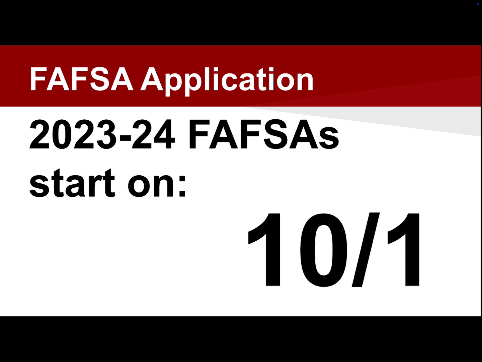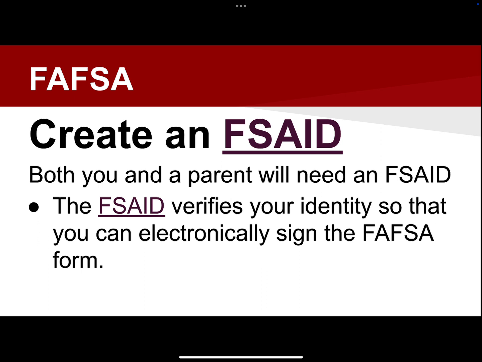Remember, seniors, you are completing the 23-24 school year FAFSA. That is the year in which you will use the financial aid. So you want to click on the FAFSA starting on October 1st for the 2023-24 school year. But now you can create an FSA ID.